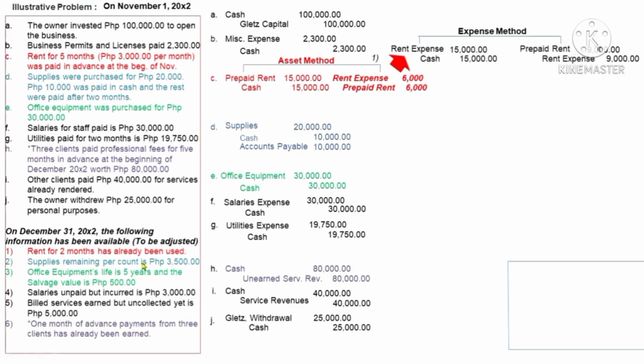Number 2 adjustment is related to letter D, where the company purchased supplies of 20,000 partially on account.